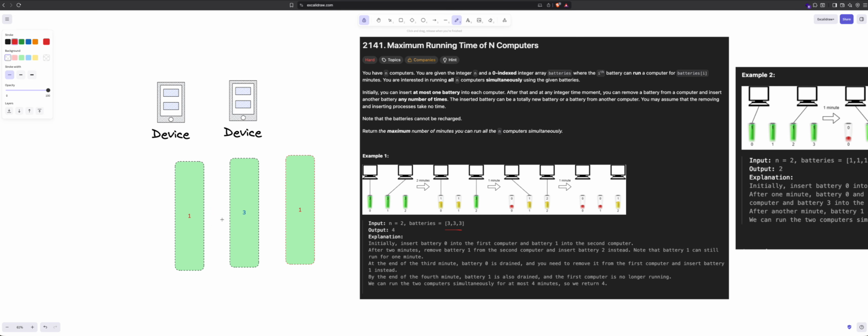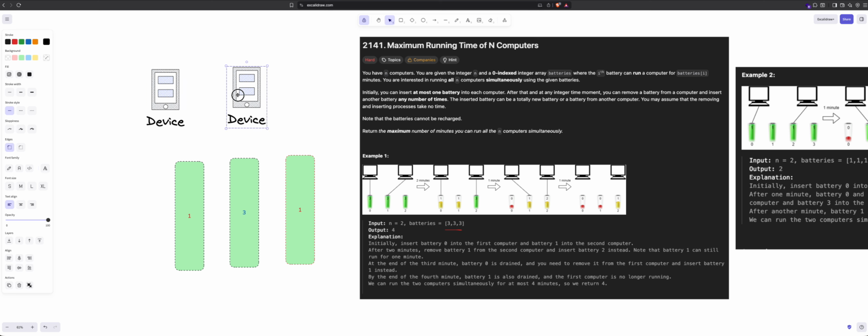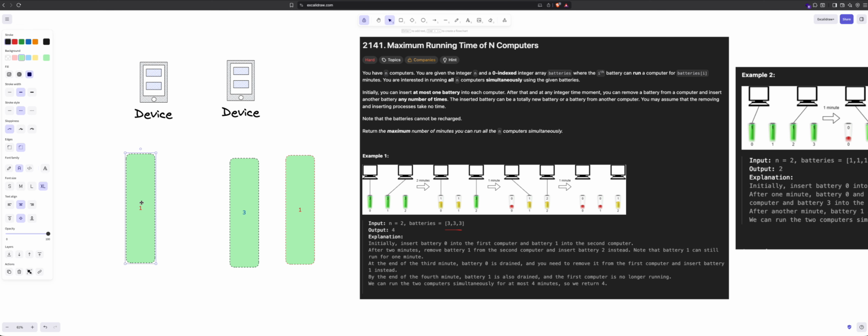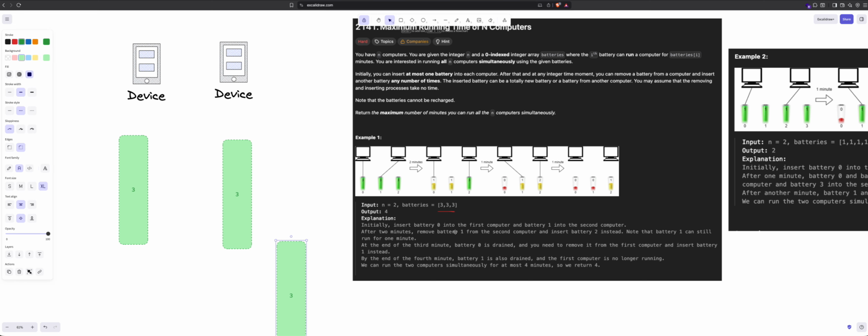I have prepared something. Since I cannot find anything that looks much like a laptop, let's consider this a PC or computer, and we have 3 batteries. Originally it will be green, which means fully charged. So we have 3 batteries that can each last for 3 minutes. According to this example, we insert the index 0 battery here, and then battery 1 in the second computer.